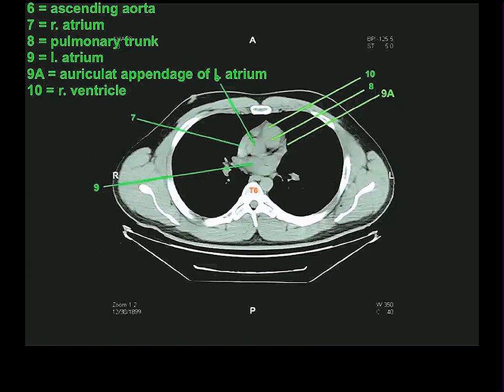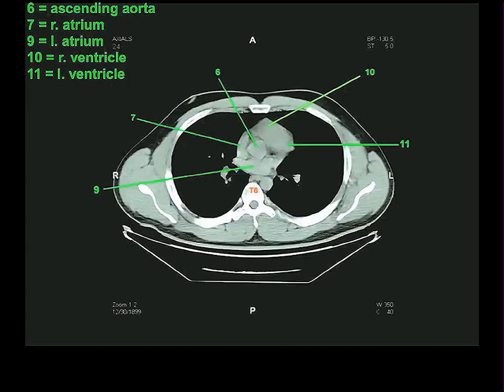This is left atrium. I told you it was posterior to the ascending aorta and pulmonary trunk, and it is. And this is that little bit of the left atrium which hugs the edge of the pulmonary trunk. That's the auricular appendage of the left atrium. As I go further down, we now clearly see that this is going to be the right ventricle. The right ventricle sits on the anterior surface of the heart. It is the anterior chamber of the heart.